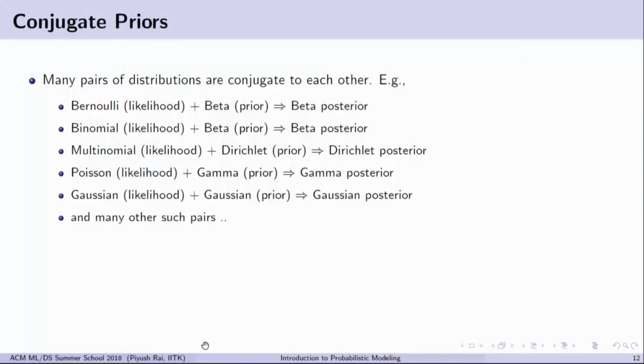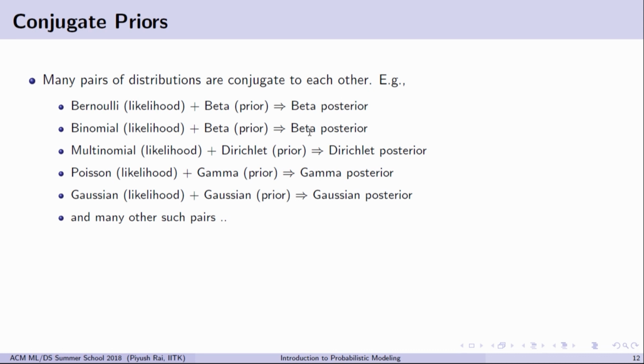Just for reference, I have listed some pairs of distributions, where one can be used as a likelihood, the other as a prior, and the posterior will have the same form as the prior distribution. So if you have a Bernoulli distribution as a likelihood and a beta distribution as a prior, then the posterior happens to be a beta distribution. These are all pairs of conjugate distributions. If you have a binomial likelihood with a beta prior, you again get a beta posterior.